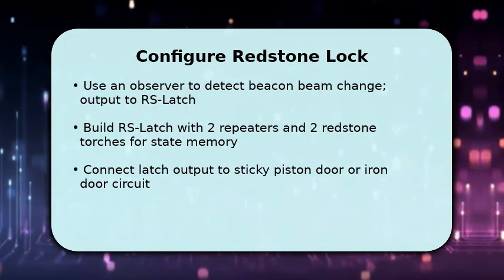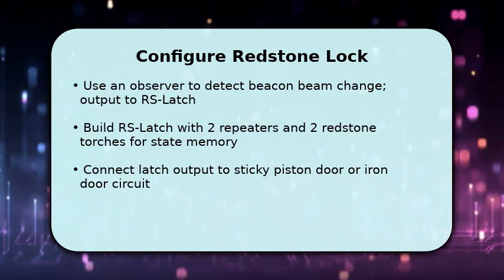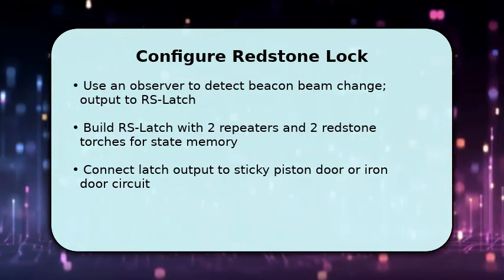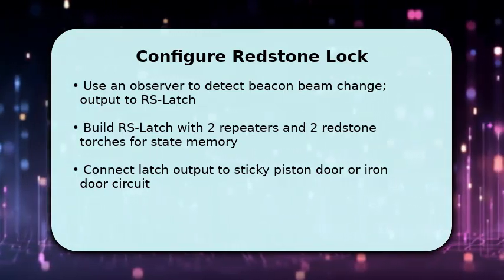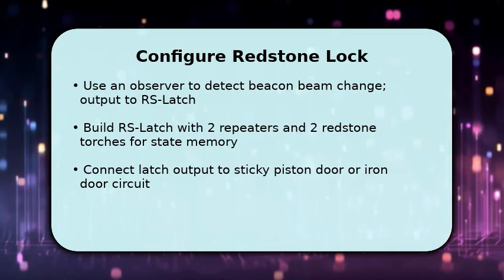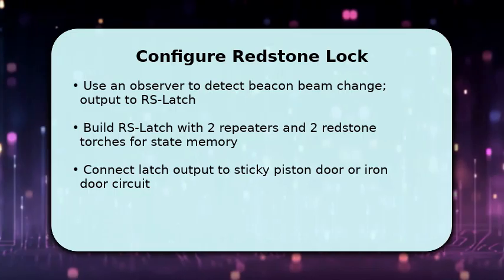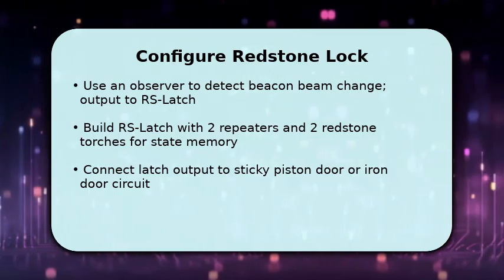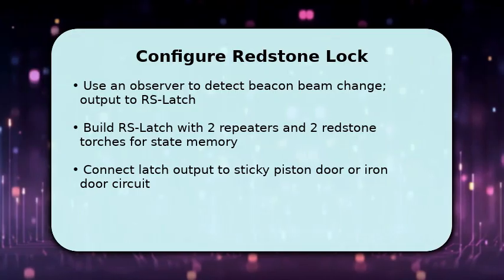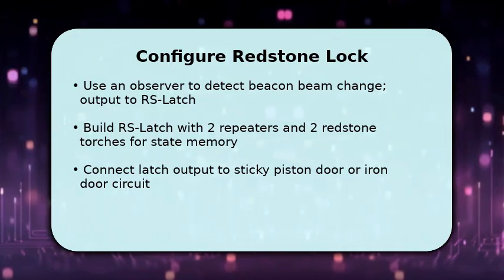The observer output feeds a simple RS latch made with 2 repeaters and redstone torches to remember open or close state. Make sure to use repeaters to prevent rapid flicker. Once configured, route the latch output to your door's actuator. Sticky pistons for flush doors or an iron door with a T-flip if you need pulse.